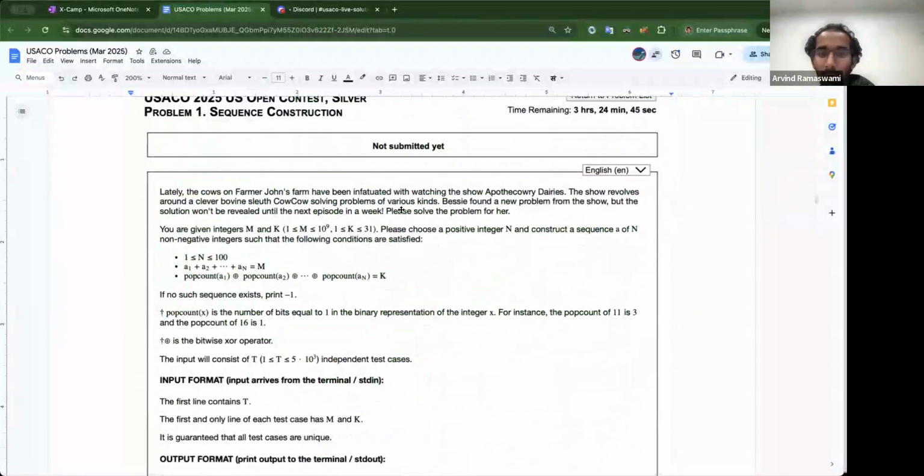So the first problem is you're given some numbers m and k, and you need to try to construct n numbers where their sum is equal to m, and the XOR of their pop counts is equal to k, right? So pop count is the number of ones in the binary representation.